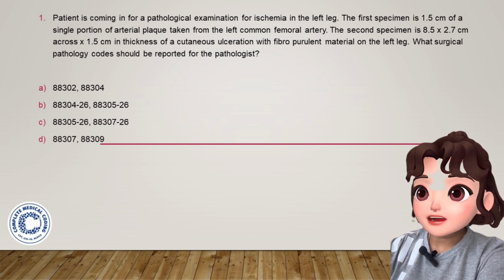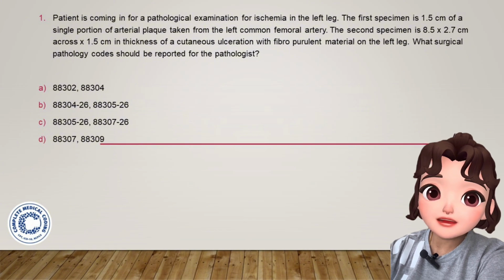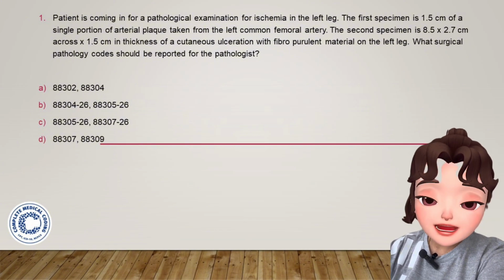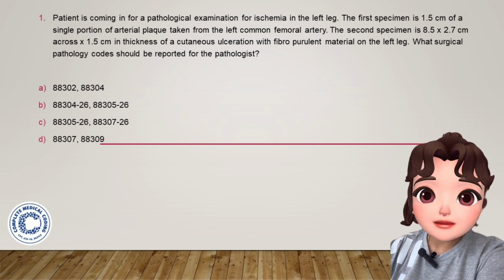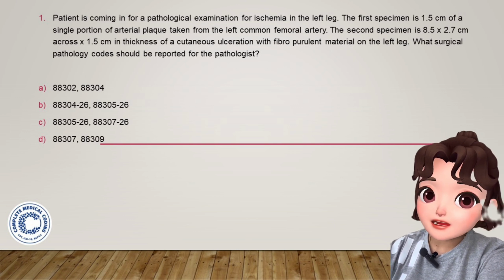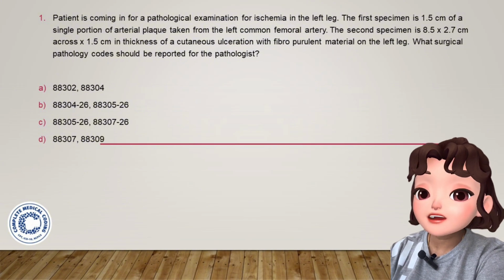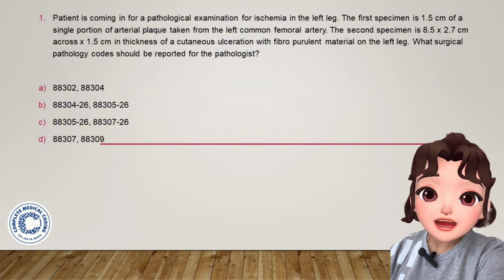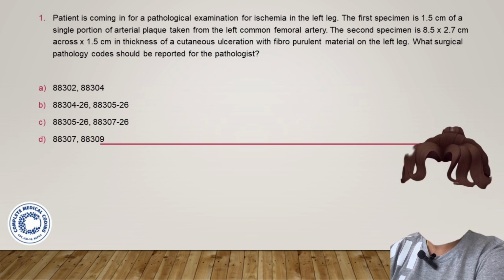Now, we got the first procedure code as 88304. Then for the next specimen, it will be the adjacent code itself, because those are the additional codes. If we are coding 88302 as the initial code, we will use the second specimen code as the next level 3 code.